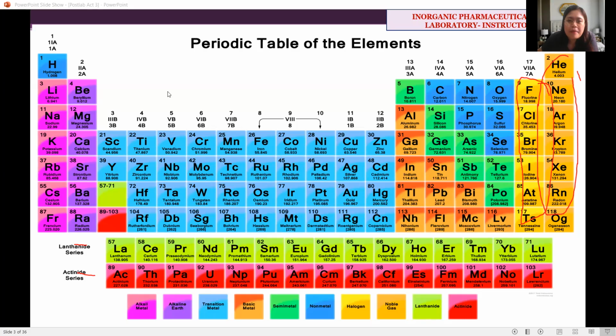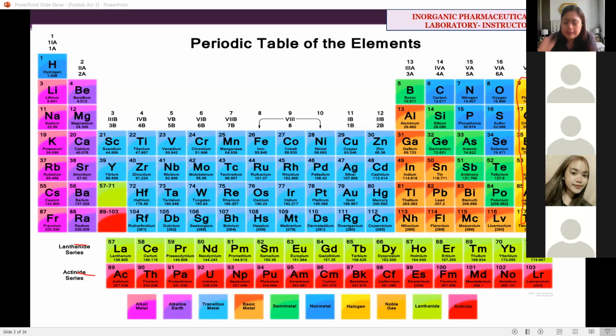Hindi ko na yan ipapa-memorize sa inyo. Anyway, that is not really required sa mga medtech. Pero pag pharmacy pa ni akong kaistorya, kagaina pa tamay, tumiagi pa tamo sa sinugdan first day of the class, akong instruction ani kay i-memorize ang periodic table. Pero that's for the pharmacy students.